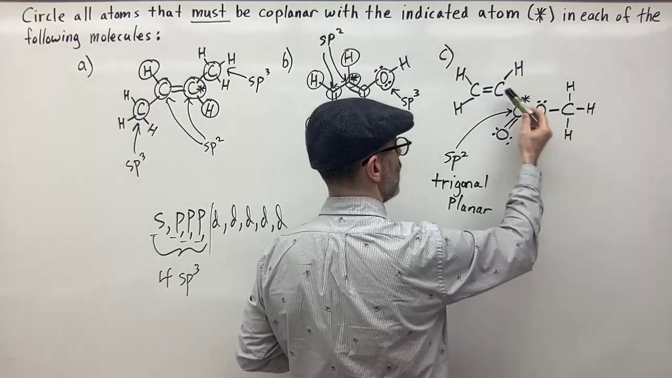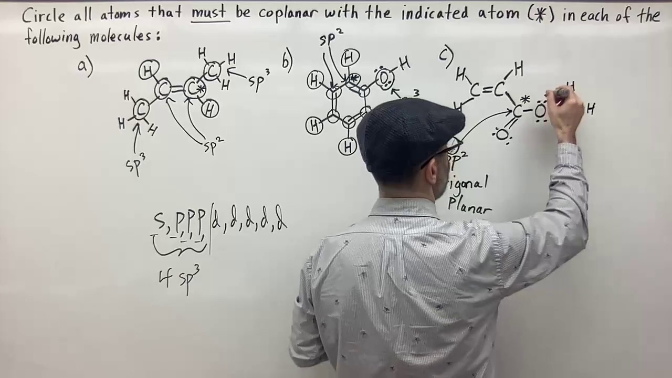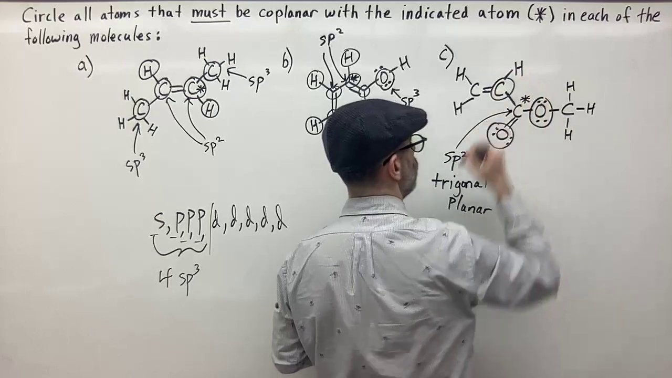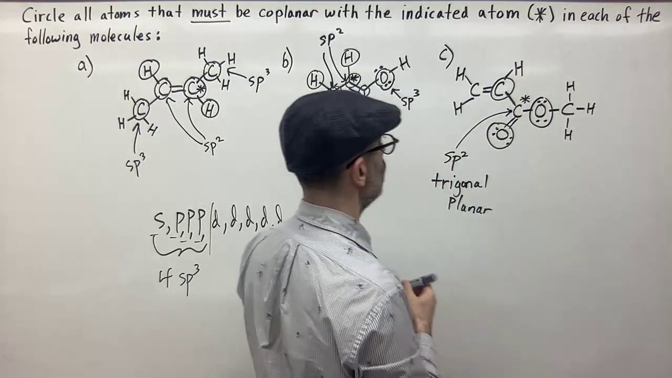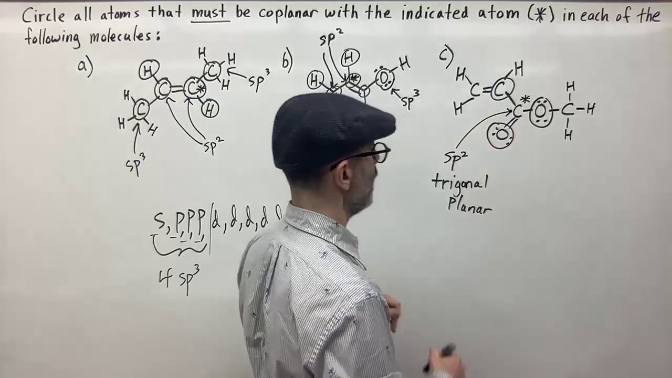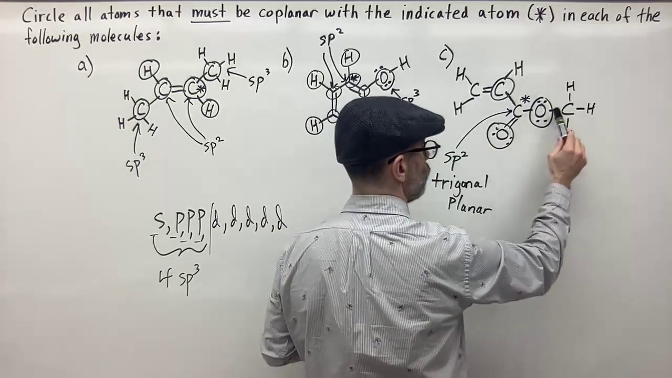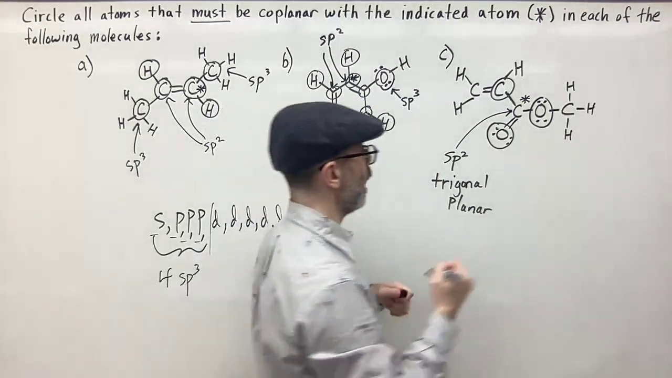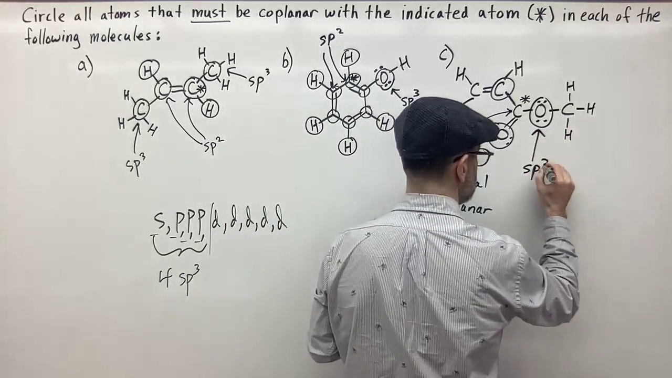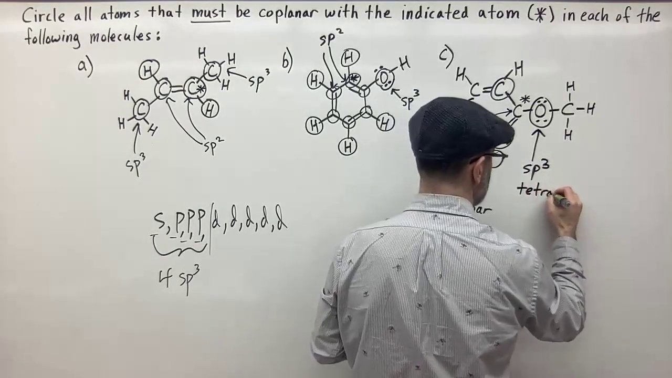So this oxygen and this carbon are all in the same plane with that carbon. So we're going to circle this one, and circle this one. Okay? So these are in the same plane as that carbon. Now, if you look at this oxygen here, you'll see that there's 1, 2, 3, 4 electron groups again. So that means that this is going to be sp3 hybridized. And again, this is going to be tetrahedral.